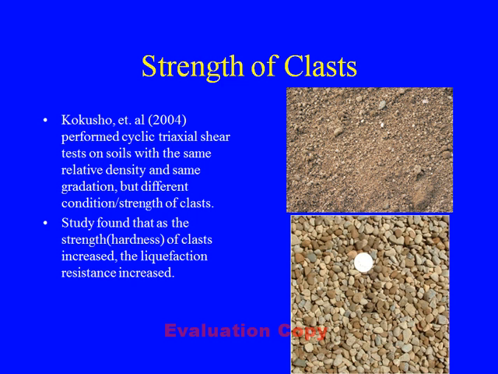Kokusho in 2004 performed a series of cyclic triaxial shear tests on soils with the same relative density and same gradation but with different strengths of individual class. One set of tests was performed on soils composed of alluvial gravels whose gravels were relatively hard and unweathered. The second set of tests was performed on soils composed of fragments of decomposed granite. The class for these gravels are highly weathered, decomposed, and relatively friable. The study found that the alluvial hard gravels had a much higher liquefaction resistance than decomposed gravel samples.